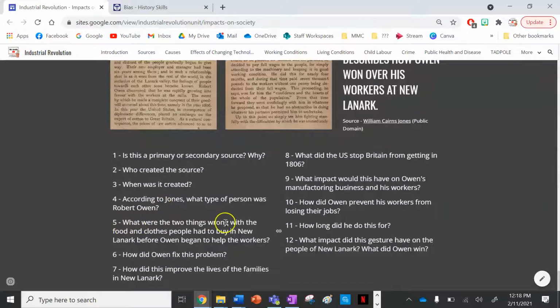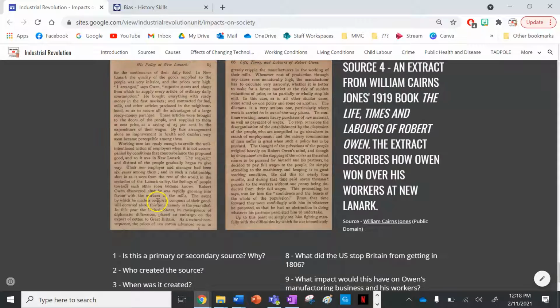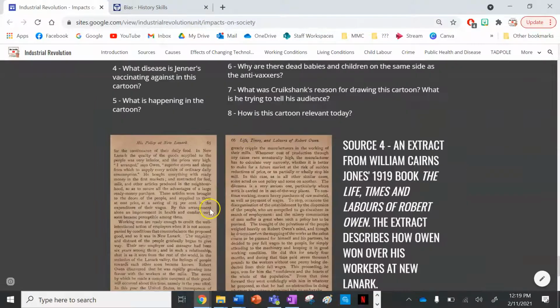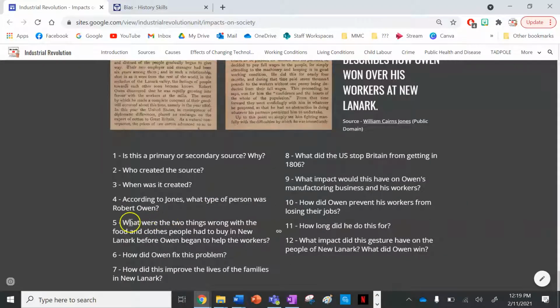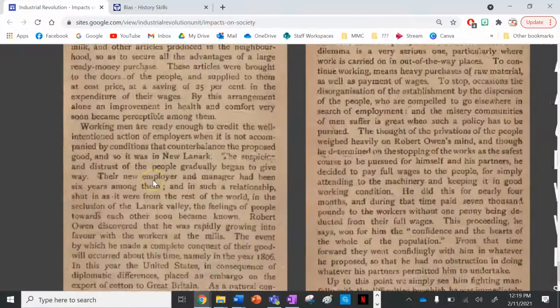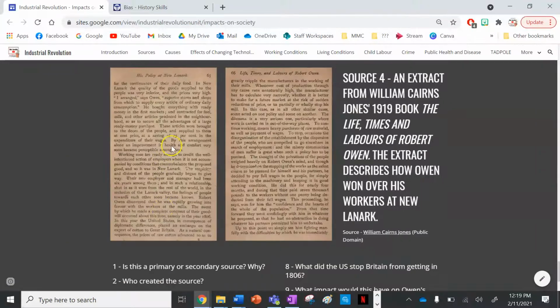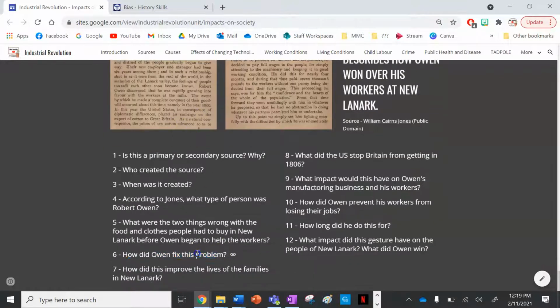Number 5, what were the 2 things wrong with the food and clothes people had to buy in New Lanark before Owen began to help the workers? So if you go back up here, it says the quality of the goods was very inferior, or very low, and the prices of these goods were very high. So that is your answer for number 5. Number 6, how did Owen fix this problem? We read this in this paragraph here. It talks about how he bought all the goods and then went to their houses, actually went to their doorsteps, and then sold it back to them at a cost saving of 25%. So he sold it back to them cheaper.